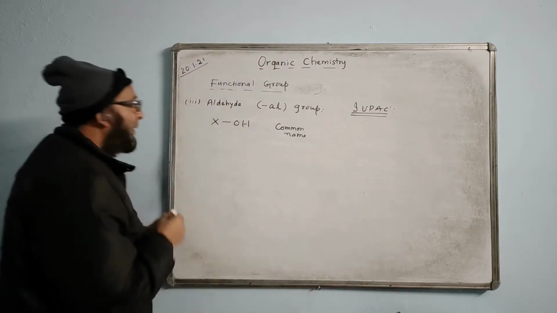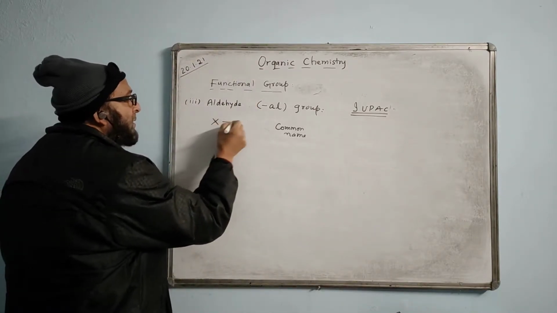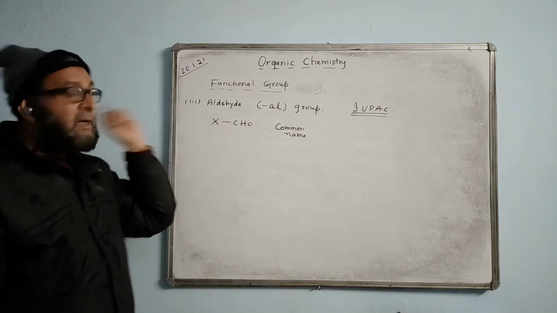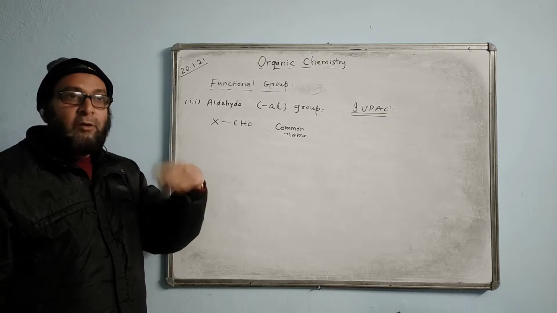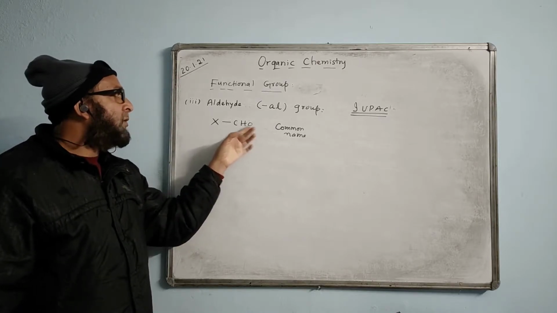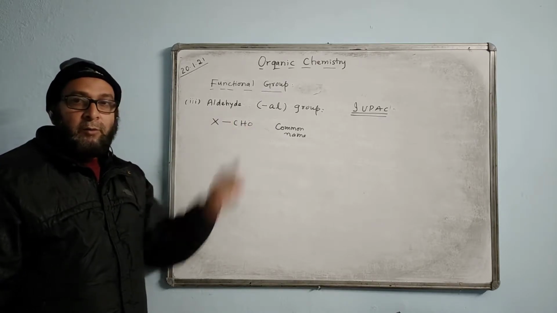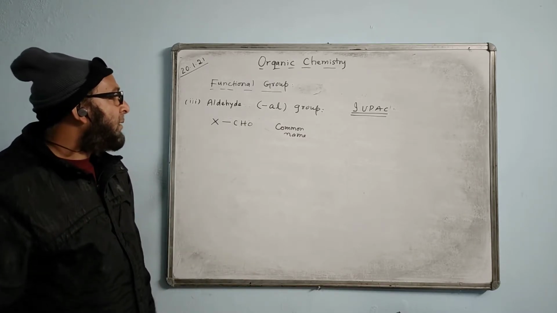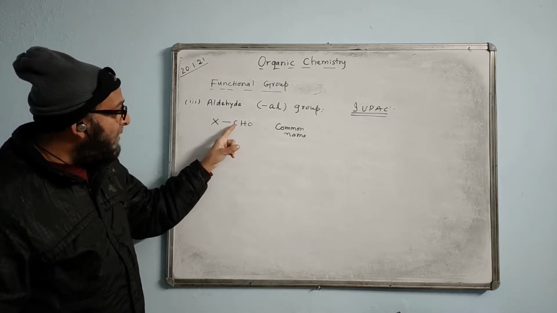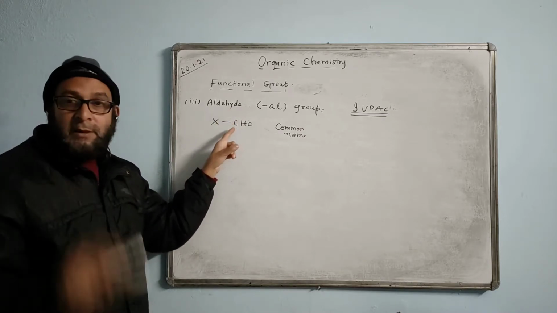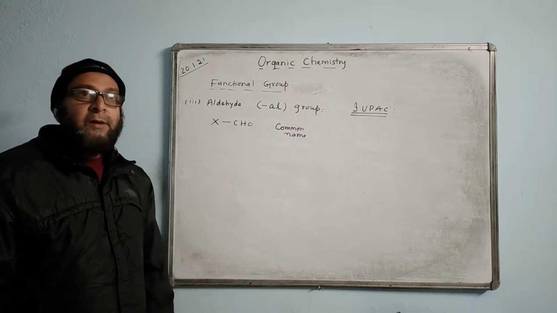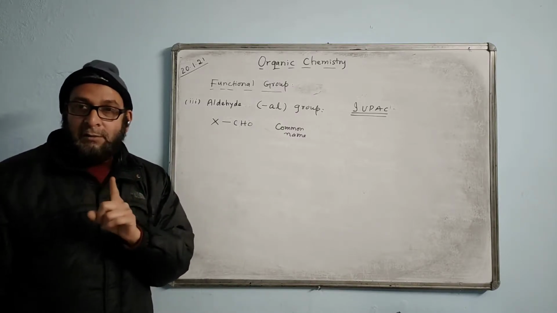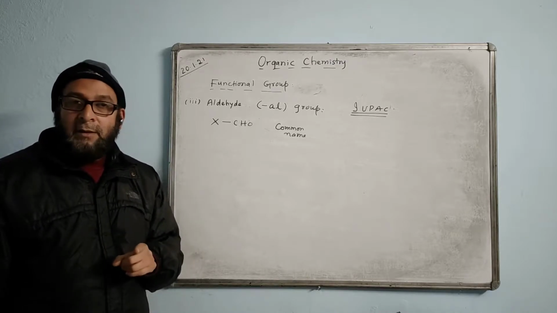Okay, and the formula of this group is X-CHO. CHO is called the aldehyde group. Like OH is called the alcohol group, same as CHO is called the aldehyde group. In the formula of aldehyde, one carbon is already there. When carbon is already there, the value of X will begin with H.